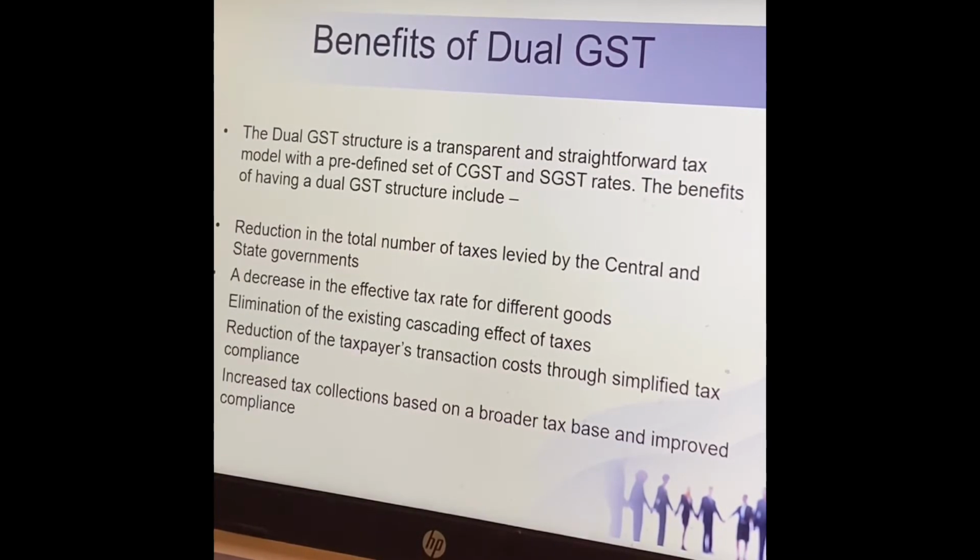So reduction in the total number of taxes levied by the central and state governments, a decrease in the effective tax rate for different goods, elimination of existing cascading effect of taxes, reduction of the taxpayer's transaction cost through simplified tax compliance, increased tax collection based on the broader tax base, and improved compliance.